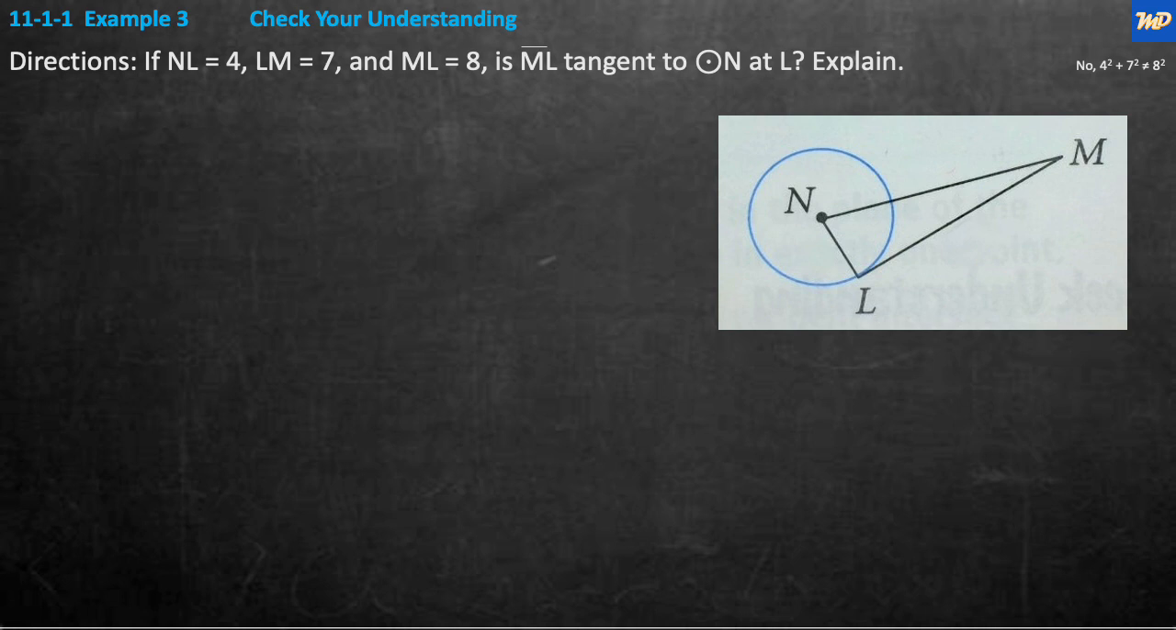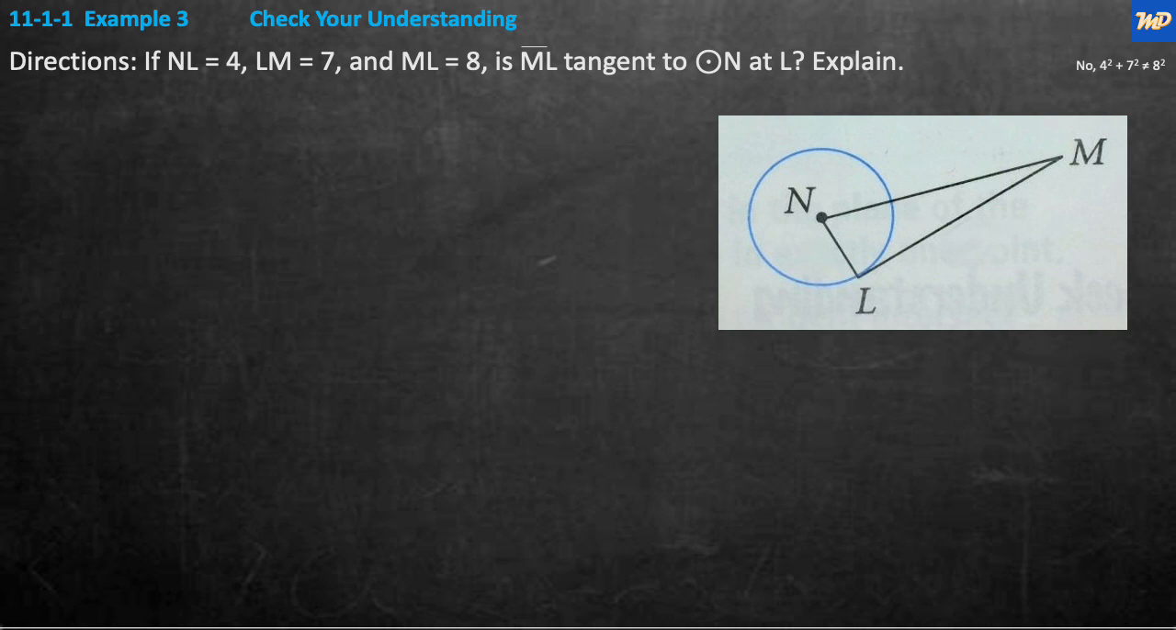Okay, in example 3, check your understanding. They'd like you to go off and try this, so why don't you pause the video and try it yourself and see, is ML tangent to circle N at point L? I'll wait for a couple seconds. Okay, I assume you've done that, so let's take a look at it. It says if NL is 4, and LM is 7, and ML is equal to 8, is ML tangent to the circle N at L?